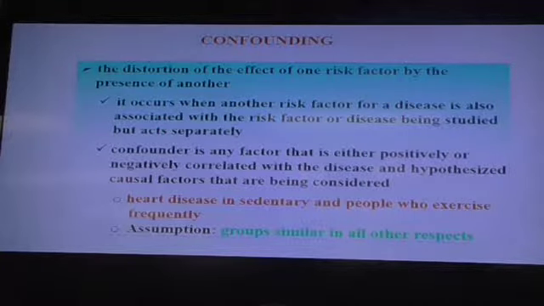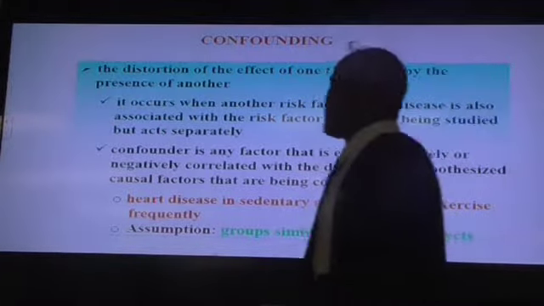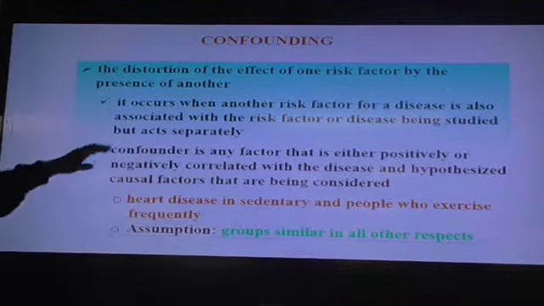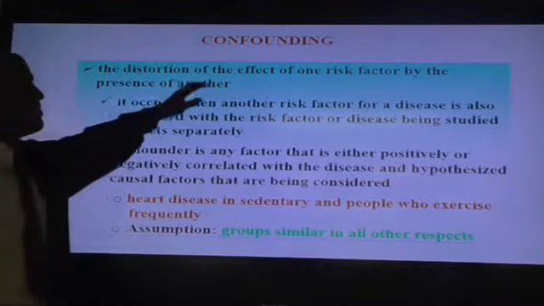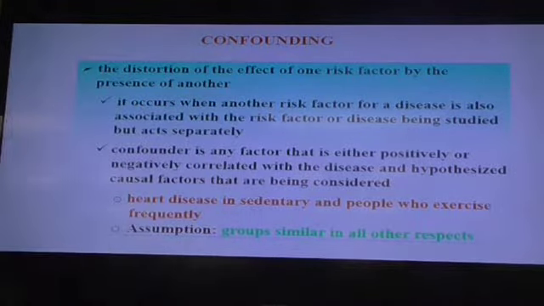So I will spend a little more on confounding. Confounding, by definition, is the distortion of the effect of one risk factor by the presence of another. So confounding distorts the association between what? The risk factor that you are looking at and the outcome. So, the distortion of the effect of a risk factor by the presence of another.